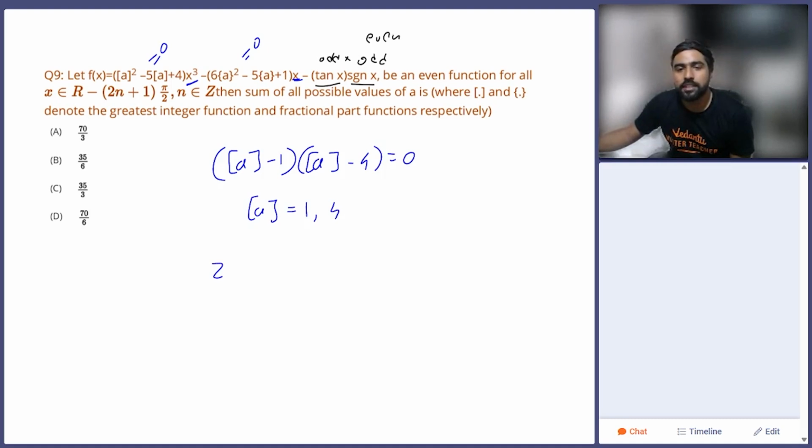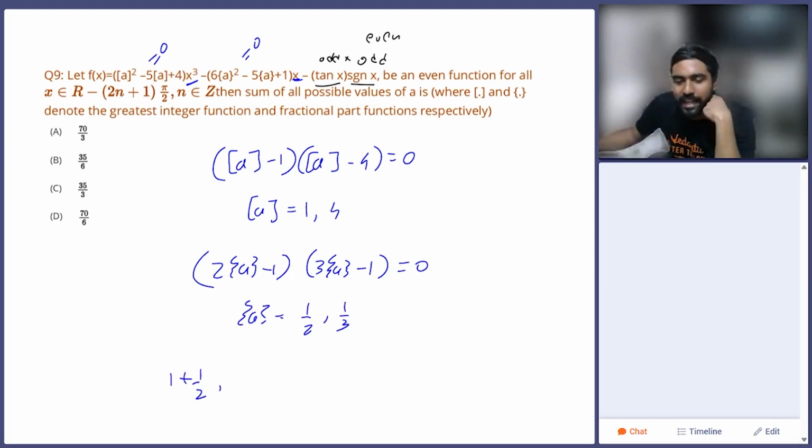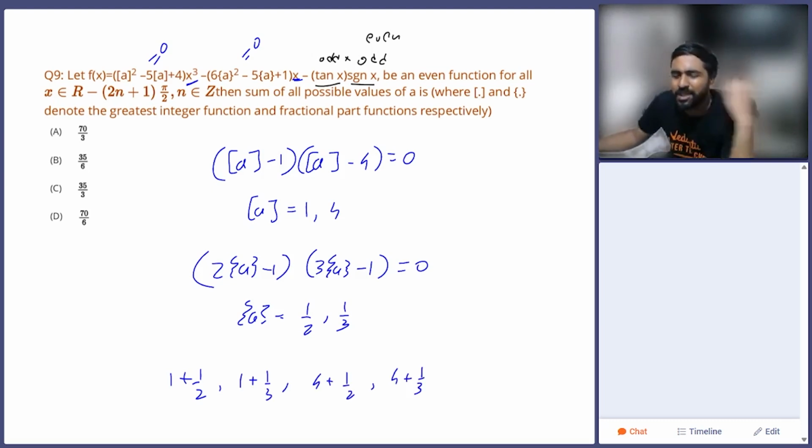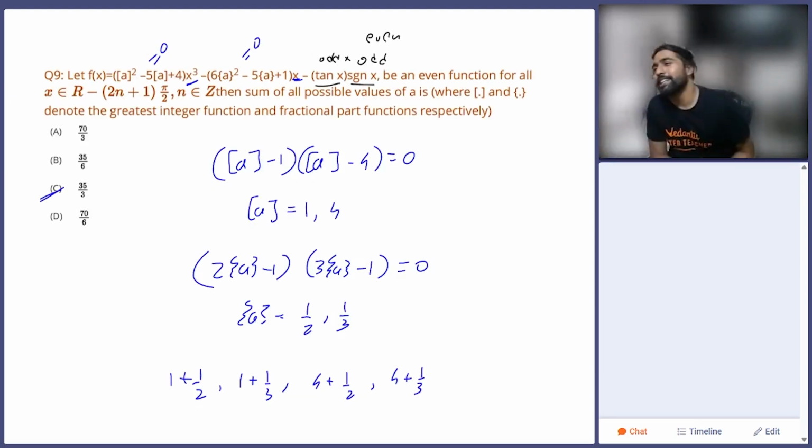Similarly over here, if I factorize this, I have 2 times fractional part of a minus 1 into 3 times fractional part of a minus 1. Is it factorizing like this? Yes, equals 0. So fractional part of a has 2 values, that is 1 by 2 and 1 by 3. So what are all possible values of a? I have 1 plus 1 by 2, 1 plus 1 by 3, 4 plus 1 by 2, and 4 plus 1 by 3. You can add all of this up. 2 and you have 8, that's 10, 11, 11 plus 2 by 3. 11 plus 2 by 3 should give you 33 plus 2 by 3, 35 by 3. 35 by 3 will be the answer for this question.